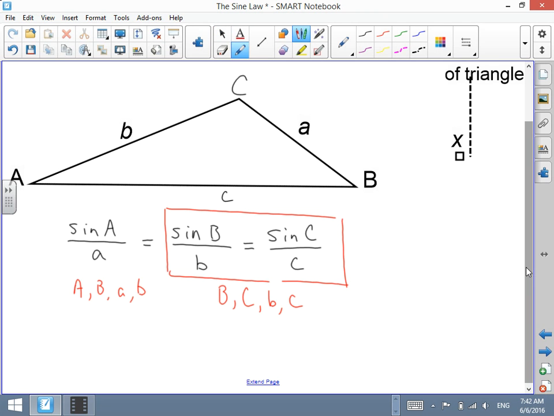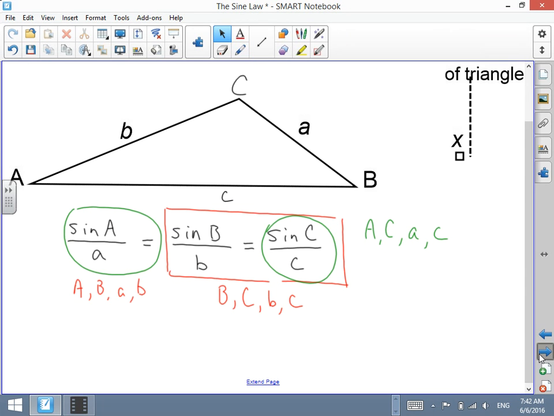Or what we could do is you could make this equal to that, okay? And in that case, you could solve for a, C, little a or little c. But it depends on which three you have and the one you're looking for.